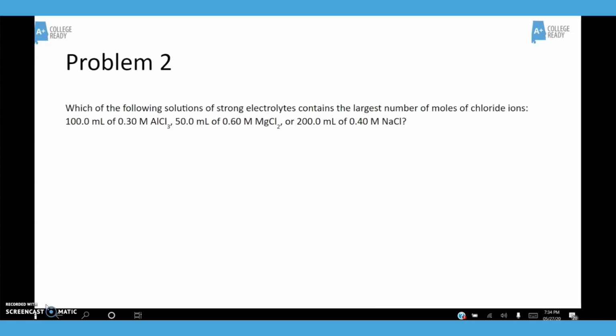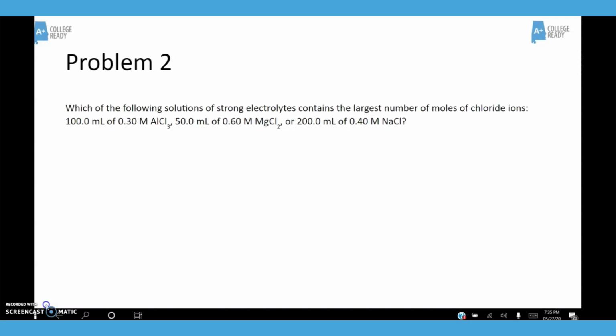Notice in the problem 2 set, this builds on the concept from problem 1. So the question is, which of the following solutions of strong electrolytes contain the largest number of moles of chlorine ions? So we're looking for moles of chlorine ions. Of course, they're giving a volume and a molarity of each substance: aluminum chloride, magnesium chloride, and sodium chloride. So obviously, you've already shown the students to this point with some practice that they'll have to calculate the moles of each. So take a moment for yourself and work through these problems, and I'll come back with you with the answers.